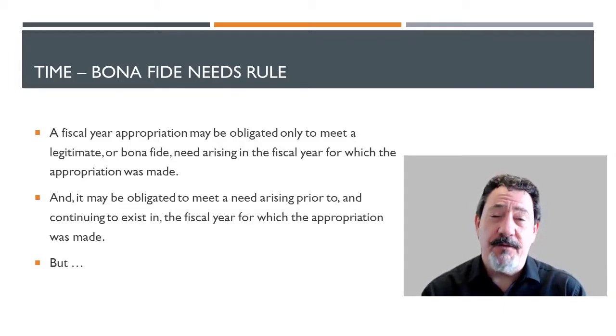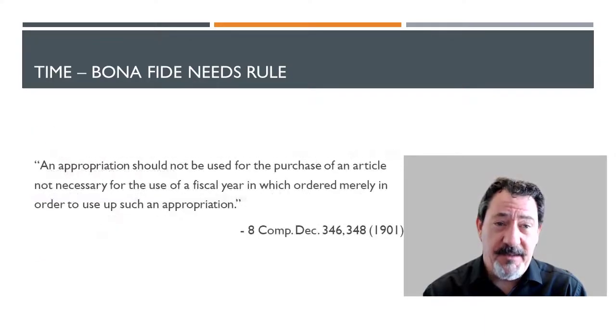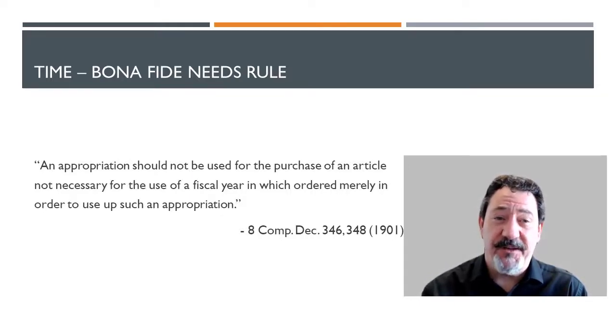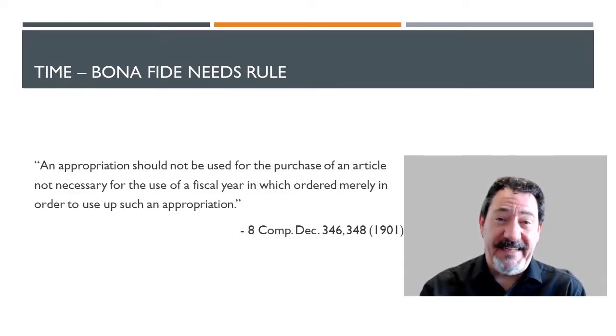Okay. So if I can buy something where the need arose now, and I can buy something where the need arose previously but still exists, what can't I buy? Well, this decision by the Comptroller General 120 years ago says an appropriation should not be used for the purchase of an article not necessary for use in the fiscal year in which ordered merely in order to use up such an appropriation. In other words, I cannot buy something I don't need now, something I don't need this year.